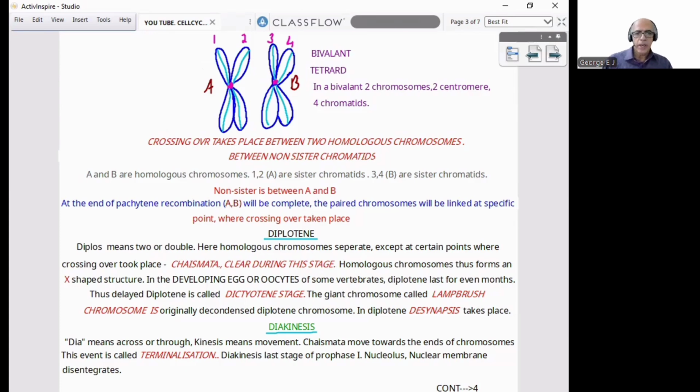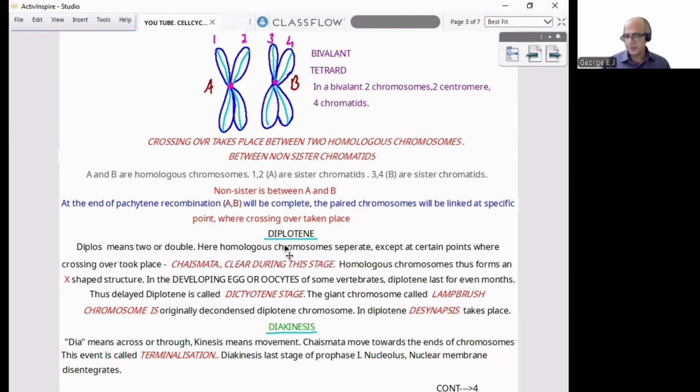A and B are homologous chromosomes. In A, 1 and 2 are sisters, as I already told you. In B, 3 and 4 are sister chromatids. Non-sister chromatids can be compared between A and B. At the end of pachytene, the combination between A and B will be complete, and the paired chromosomes will be linked at the specific point where crossing over has taken place.